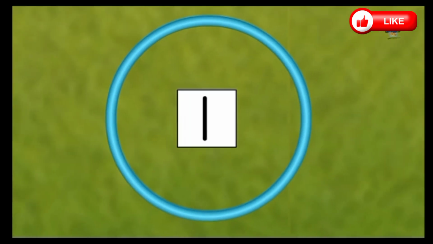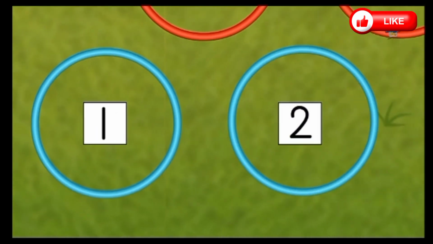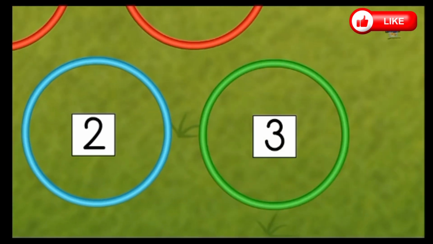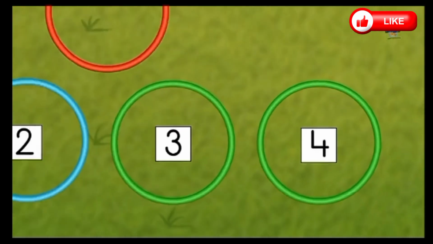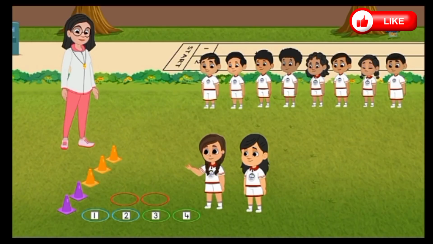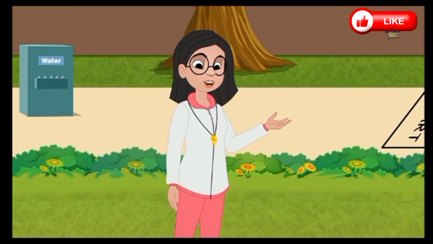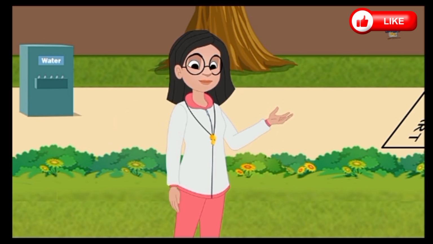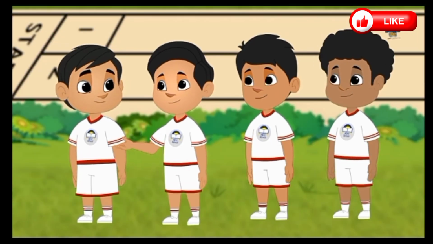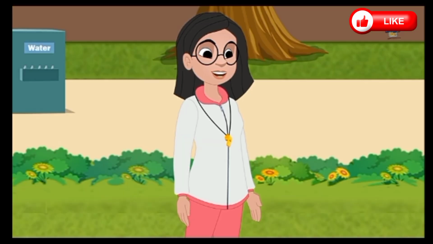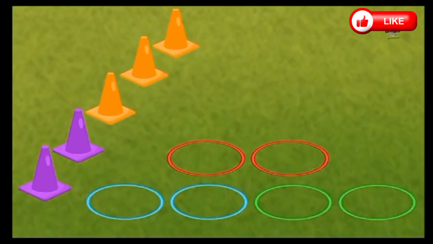1, 2, 3, 4. I have got 4 hula hoops. Amazing, Kiara and Tanu. Now, let us count and find out the total number of hula hoops. I want to count, teacher. Please. Okay, Neil. Come ahead and count these.